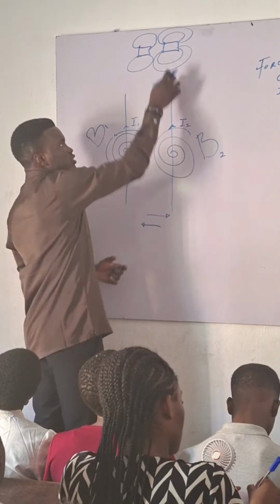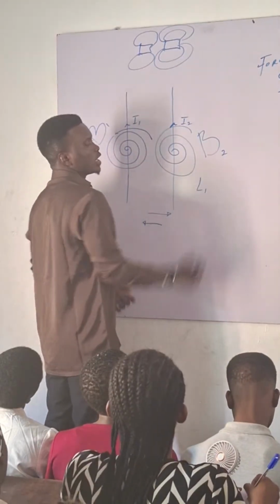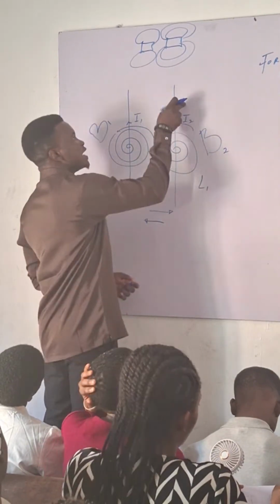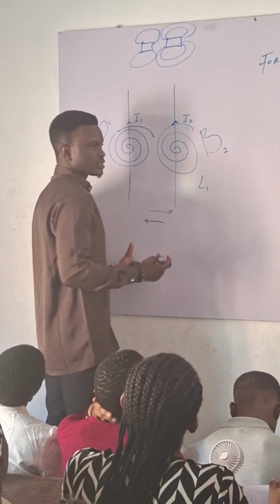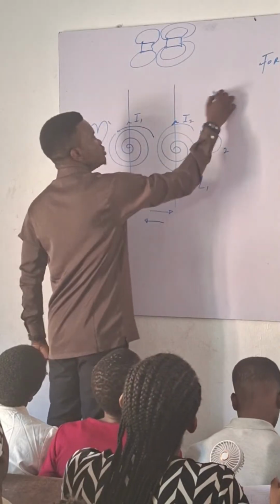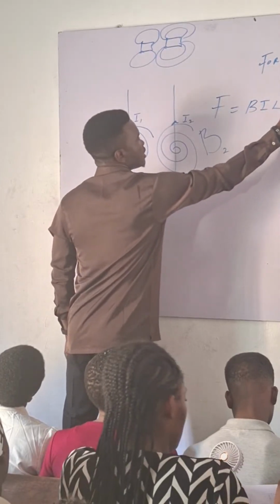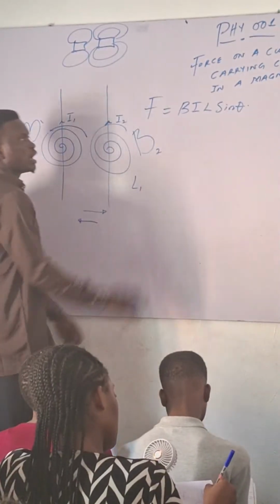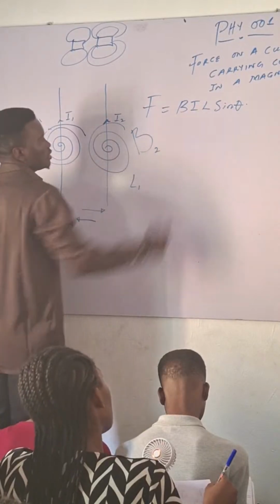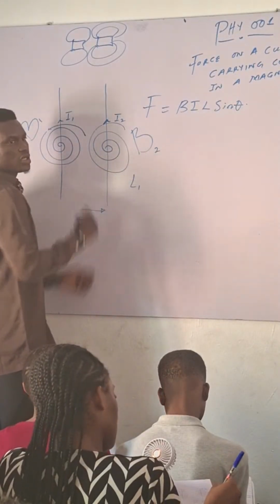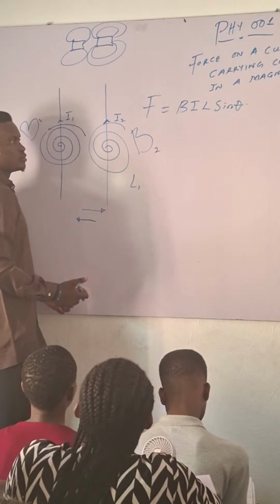The length of this wire, let's call it L1. This wire is going to experience a force, and that force is going to be BIL sine theta. I will show you how we got this theta, depending on the angle of inclination for the wire.